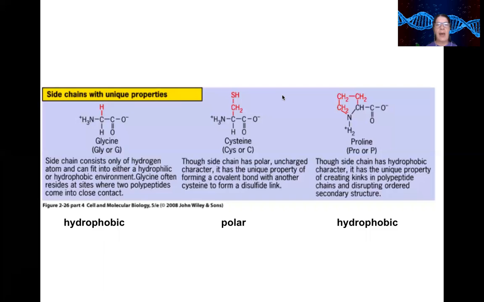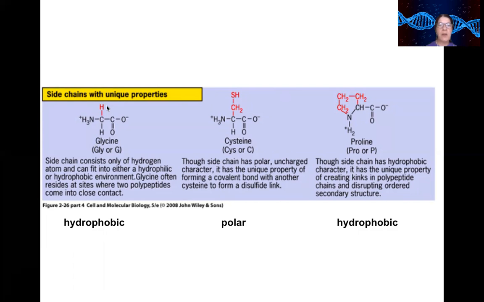And I would be remiss if I didn't mention these three weirdos. Now, these are amino acids with somewhat unique properties. The first one is called glycine, and it is hydrophobic. Its side chain is a hydrogen. There's nothing polar about it. It's a single atom. So yes, it is hydrophobic, but it's also the smallest amino acid.